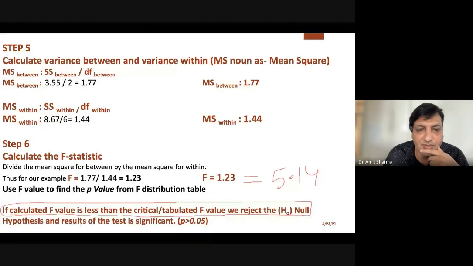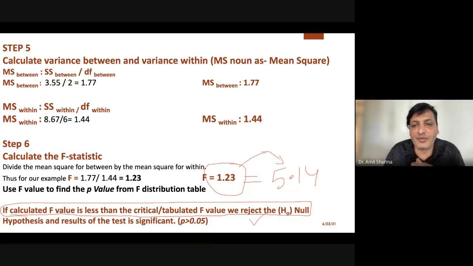If the calculated value is less than the critical value, and we can see here that our calculated value is less than the tabulated value. This is less as compared to 5.14. It means we have rejected the null hypothesis, and we have proven that all groups are not similar.